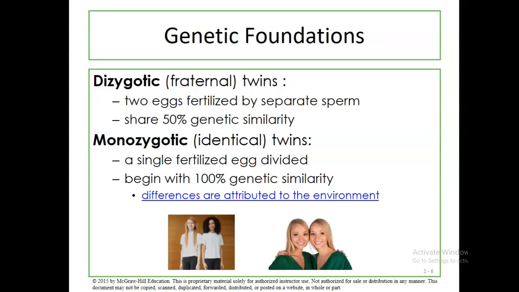Monozygotic twins, these are identical twins, and this results when a single fertilized egg is divided immediately after conception. These individuals begin with 100% genetic similarity, and they do ultimately end up becoming different people. And this is a very important resource to developmental psychologists because these individuals share 100% genetic similarity, so any differences that exist between them, whether they be differences in their physical, cognitive, or socio-emotional development, can absolutely be attributed to the environment.